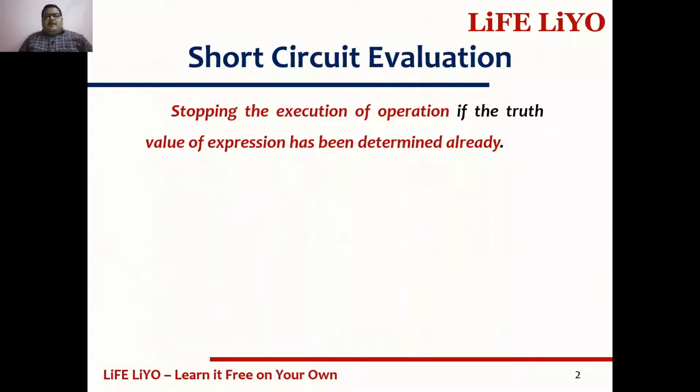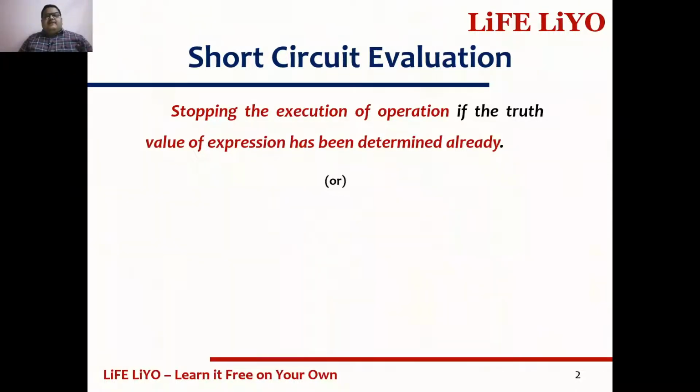Whenever you are performing any operation, if you already know the result of the first condition, then the remaining terms are exempted. That is, you stop the execution of the remaining conditions, and we take the first result only.